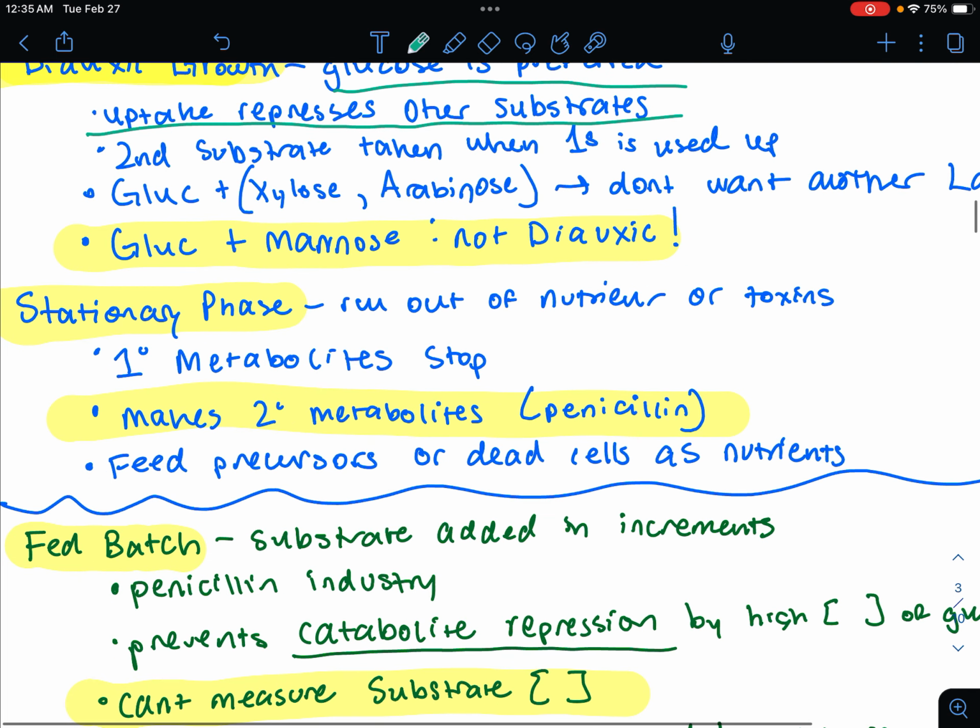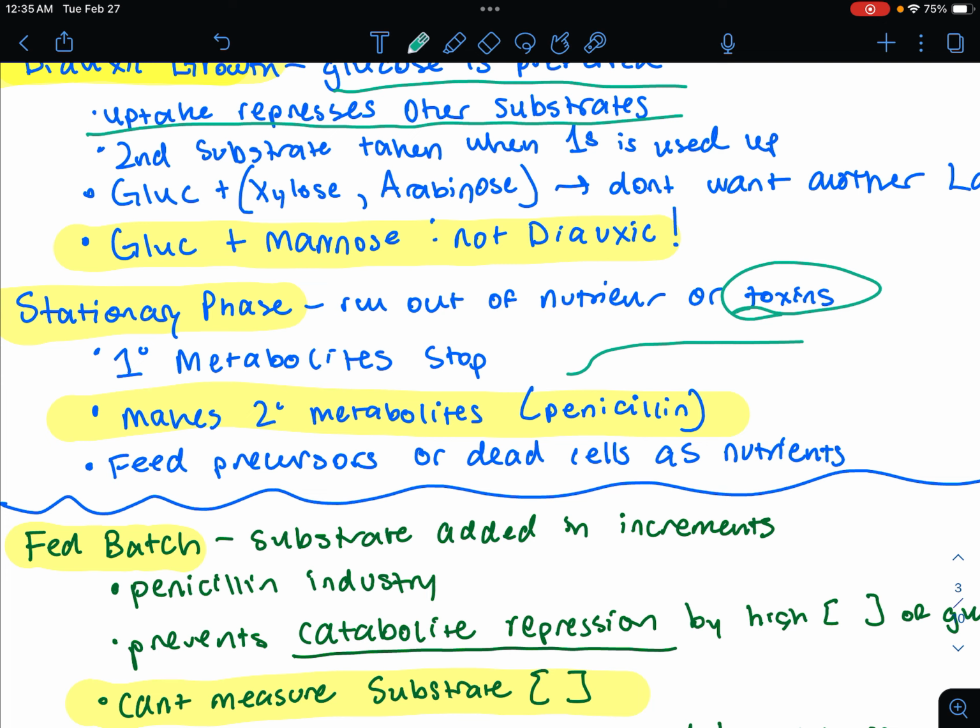The stationary phase is after the exponential phase. Stationary because it basically plateaus here. So growth slows then stops when a critical nutrient is depleted. So we ran out of a nutrient, or there's a ton of toxins in our fermenter.